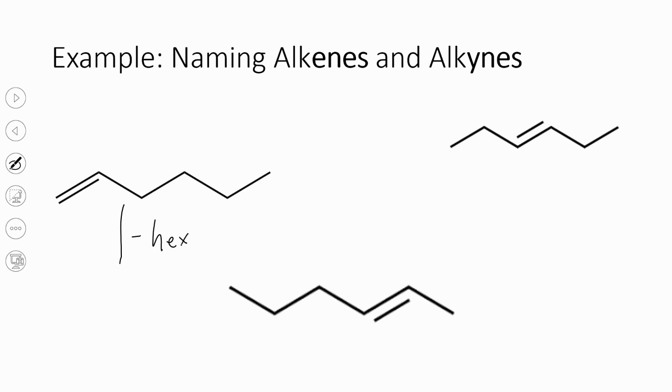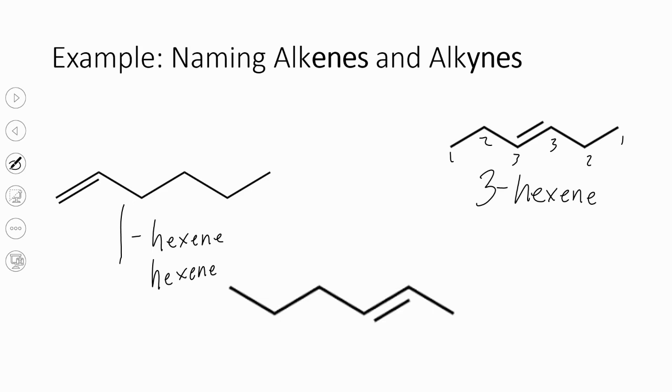1-hexene. Good. Another acceptable name would just be hexene for this one because it's at the 1 position. So either of those would be perfect. Okay, how about this one? 3-hexene. Yep, good. So no matter which direction we number this, it's going to be at the 3 position. Yep, good. Okay, and the last one.